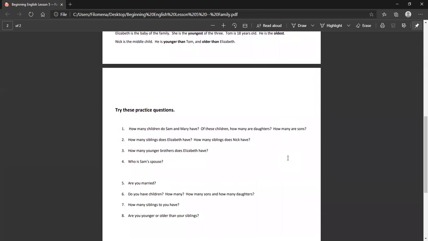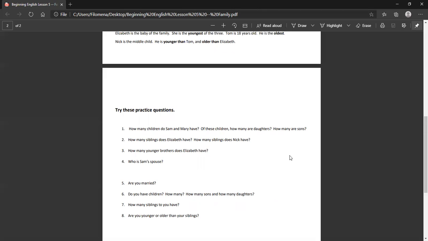Okay, let's try some practice questions. How many children do Sam and Mary have? Do you remember? We should say Sam and Mary have 3 children. Of these children, how many are daughters? 1 is a daughter. So Sam and Mary have 1 daughter. How many are sons? 2 are sons. Sam and Mary have 2 sons.